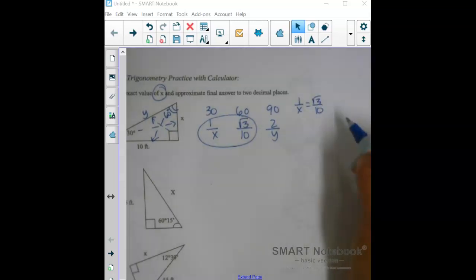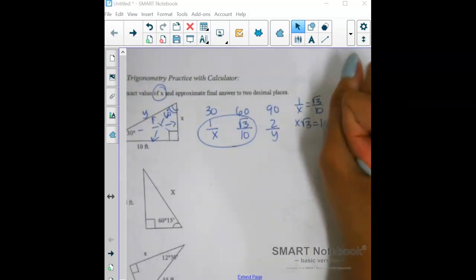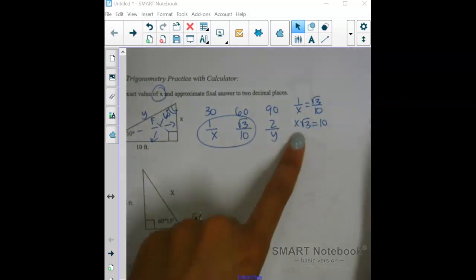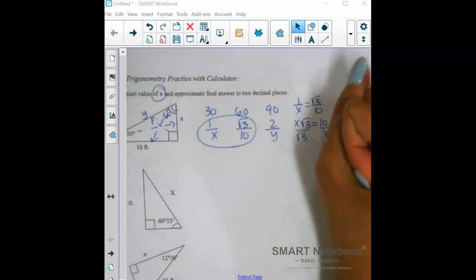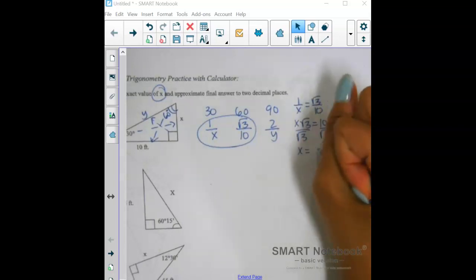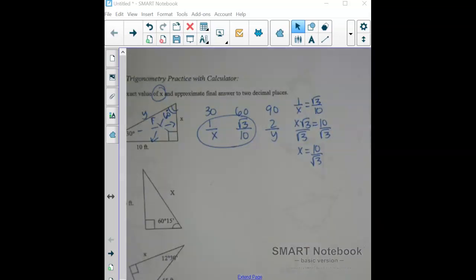Once you have this, a fraction equal to a fraction, we're going to solve. X times the square root of 3 is going to equal 1 times 10, which is 10. How do I get x by itself? Divide by the square root of 3. So x is going to equal 10 over the square root of 3. Before I write this as a decimal, let me rationalize it.